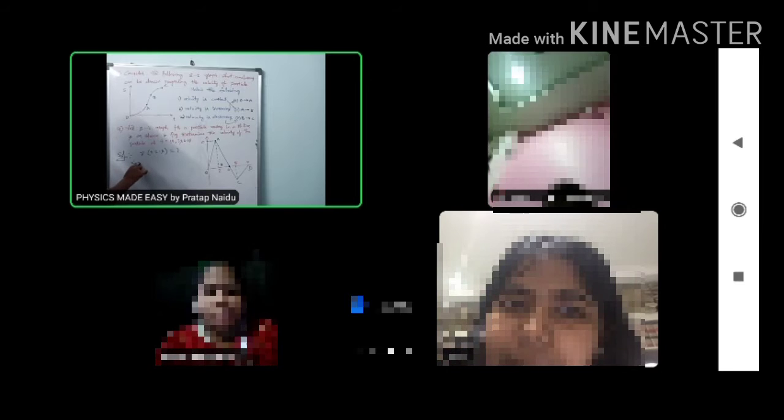So, the slope of the OA graph. What is the slope of the OA graph? Positive slope or negative slope? This one? Positive slope. So the line is in this direction, so it is positive slope.